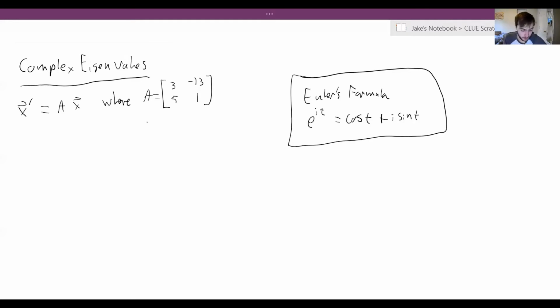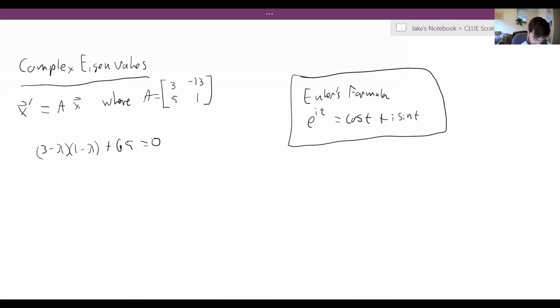But yeah, let's just get right into it. I'm going to skip to the punchline here. Let's find these eigenvalues. If we do this, we're going to get a characteristic equation like (3 minus lambda) times (1 minus lambda) plus 5 times 13, which is 65. That's a different number, it turns out, 65. And we want to know when this equals 0. Remember, this is our determinant of A minus lambda I equals 0.